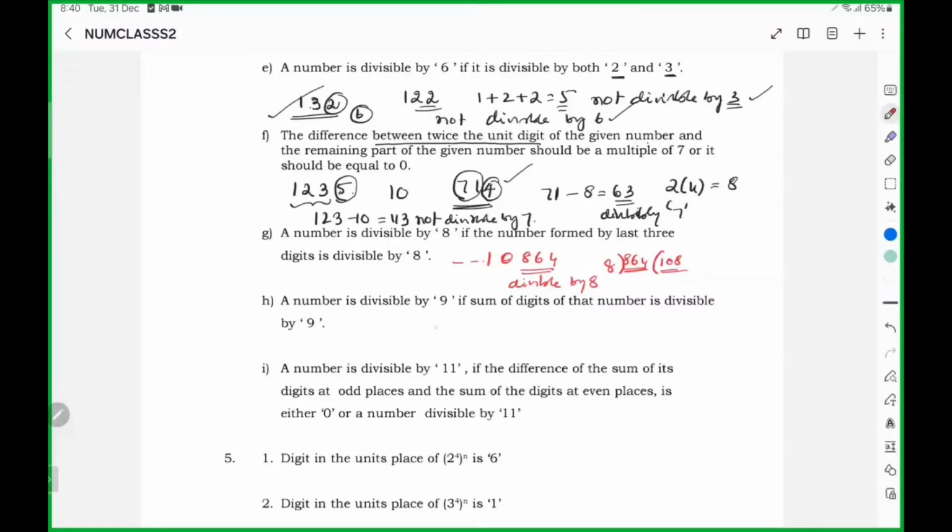A number is divisible by 9 if the sum of the digits is divisible by 9. Suppose we give a number whose digit sum is 9 plus 3, 12, plus 1, 13. So this is not divisible by 9.